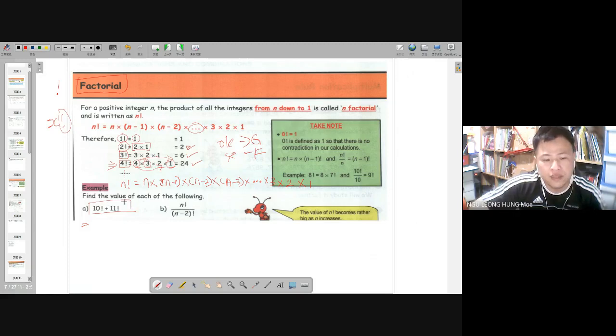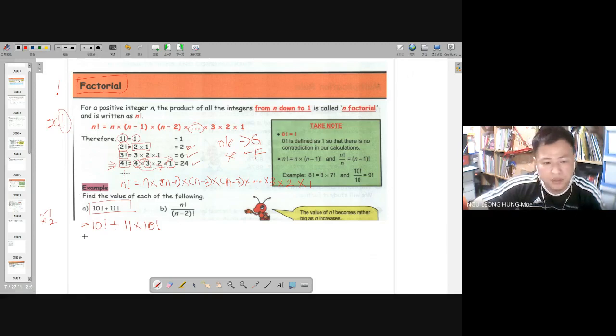Okay, find the value of each following. This one actually you want to do it in the factorial way. So 10 factorial times 11 factorial. 11 factorial means 11 times 10 factorial, right? Understand or not? If yes, reply me 1. If not, reply me 2. 11 factorial means 11 times 10 factorial.